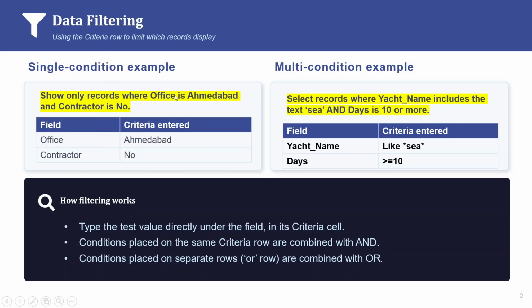So, for example, here is a shows record where office is. So when you see the keyword is, it means just type in whatever is required of you. So is Ahmedabad. So you are just typing under the criteria of office Ahmedabad in the database, and then again contractor is no. So again, under the field contractor, within the category section, you type no, right? So that is all you need to do here.